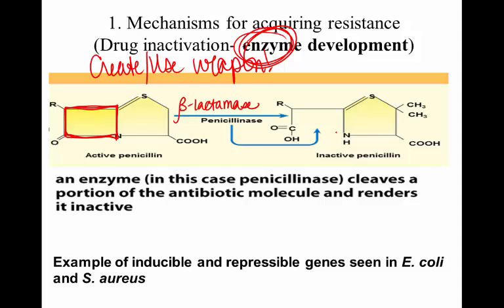Some bacteria have gotten so good at this that they have actually turned it into an inducible and repressible set of genes. If you remember inducible and repressible enzymes, they're turned on and off as needed. E. coli and S. aureus are great examples of bacteria that have turned penicillinase into inducible and repressible genes.